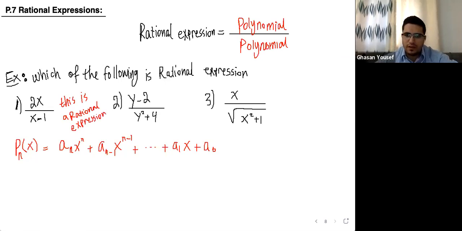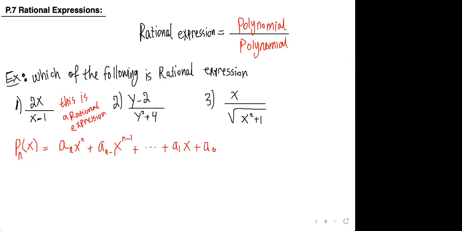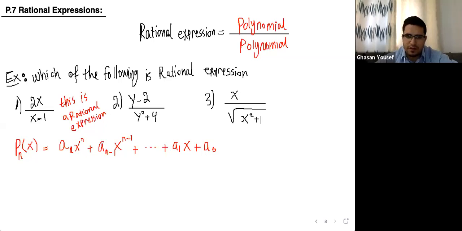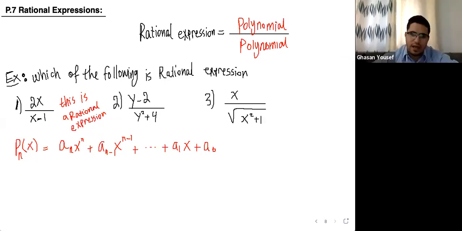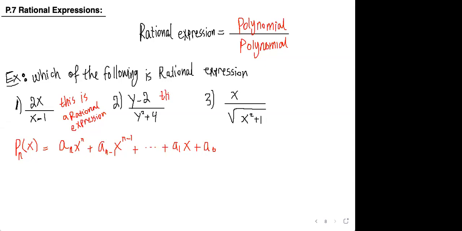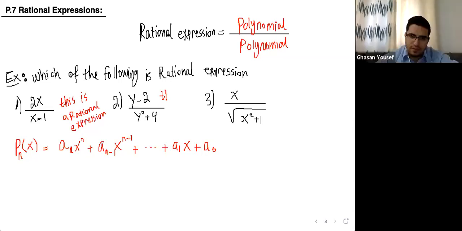What about the second one? Is the numerator a polynomial? Yes, this is a polynomial, y minus 2. What about the denominator, y squared plus 4? Yes, it's a polynomial. So I can say this is also a rational expression.